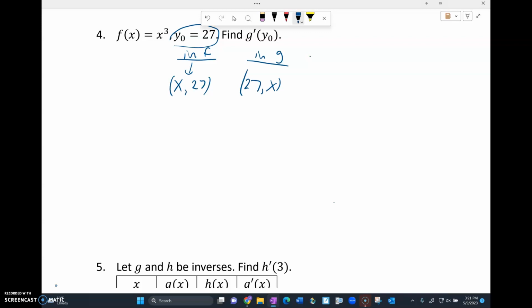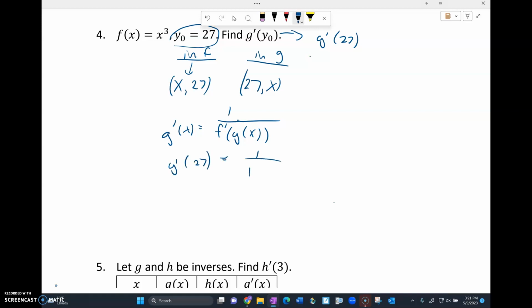For this problem, we are asked to find what g prime of y sub 0 is. And so it's essentially just telling us what is g prime of 27. Okay? So we can fall back on what we did on the previous page, which is that g prime of x is equal to 1 over f prime of g of x. And so we're trying to find g prime of 27, which is 1 over f prime of g of 27.